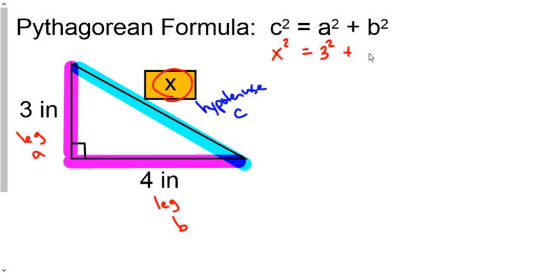And here's leg B, which is a 4. See, here's 4 inches. This is the second leg we haven't used yet. And we're going to square that one. So let's go simplify it and see what we have to work with here. 3 squared becomes 9, and 4 squared becomes 16.